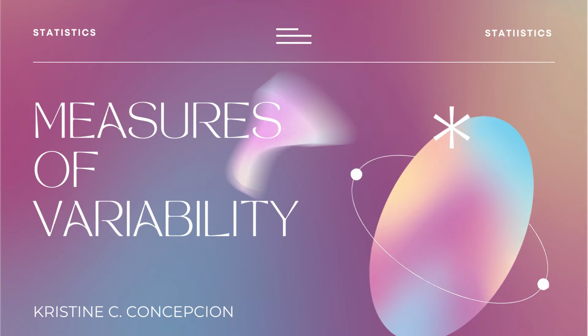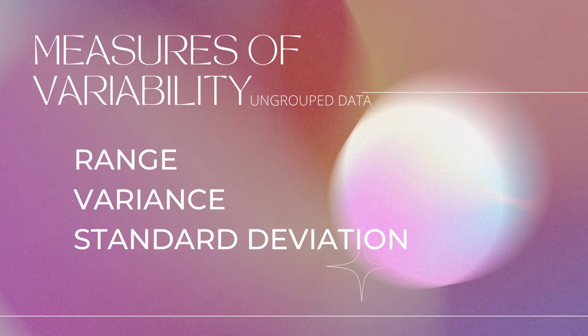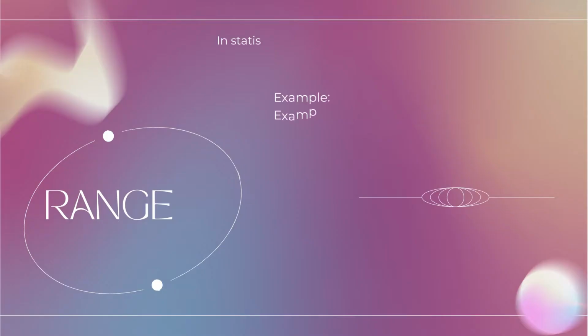Good day, everyone. Our next topic for today is the measures of variability. Under measures of variability are the following: range, variance, and standard deviation. We are going to solve for the measures of variability of ungrouped data. First on the list is the range.